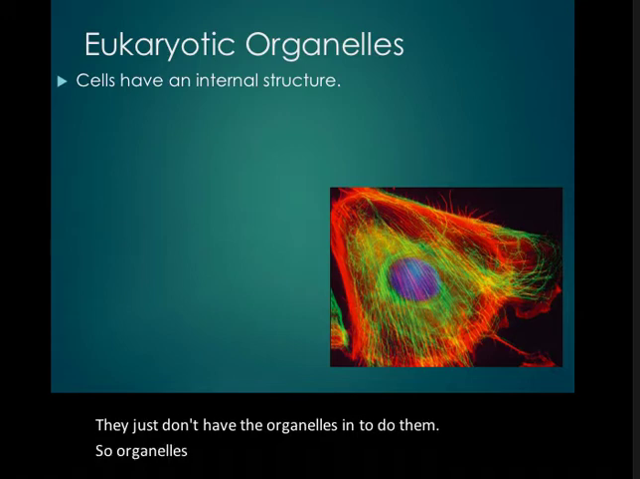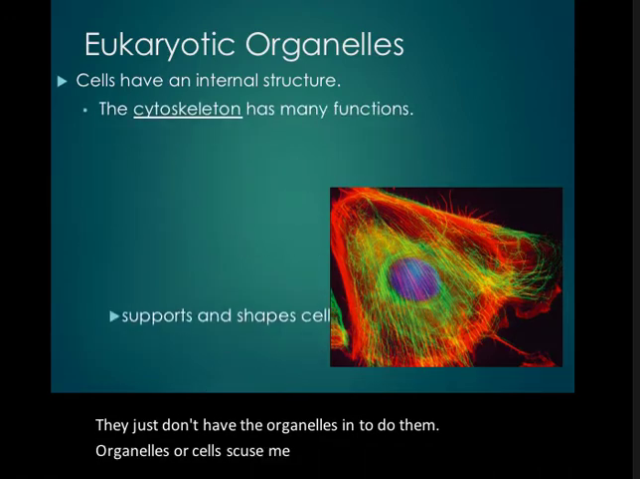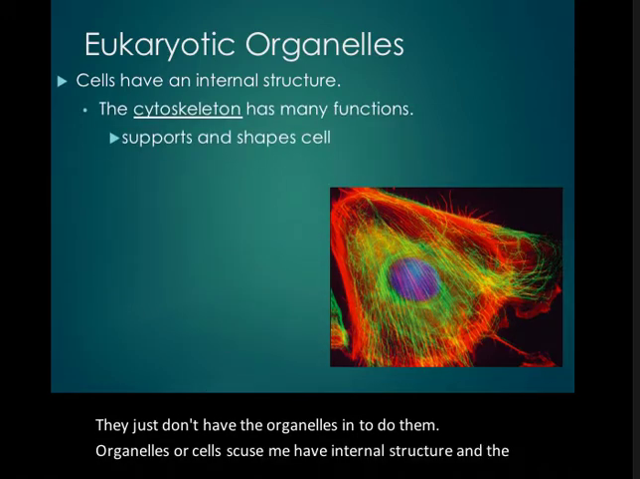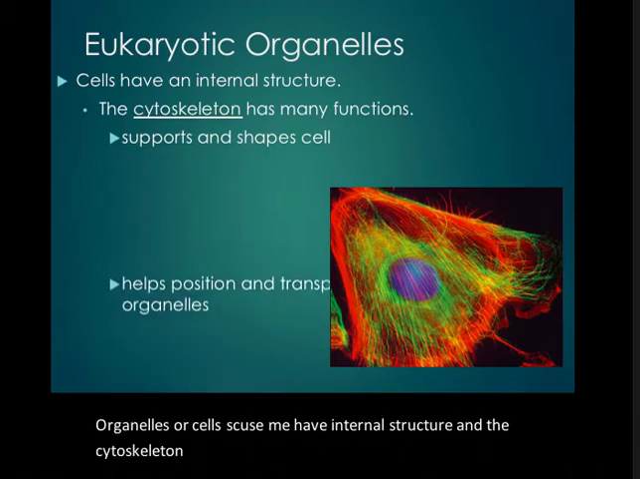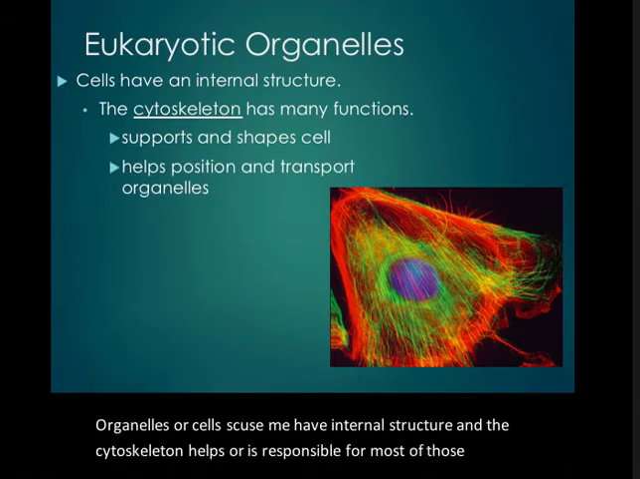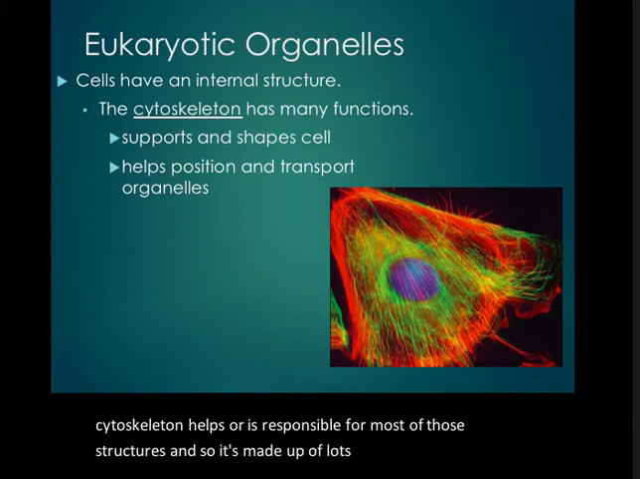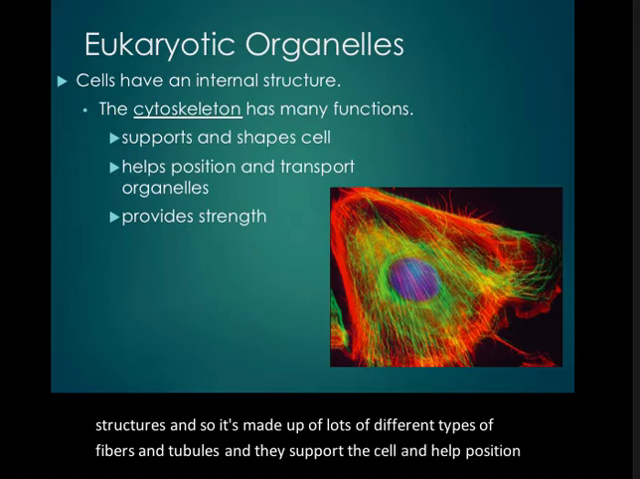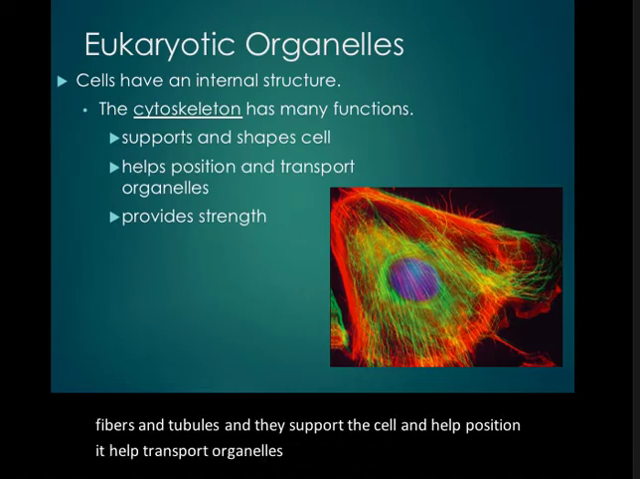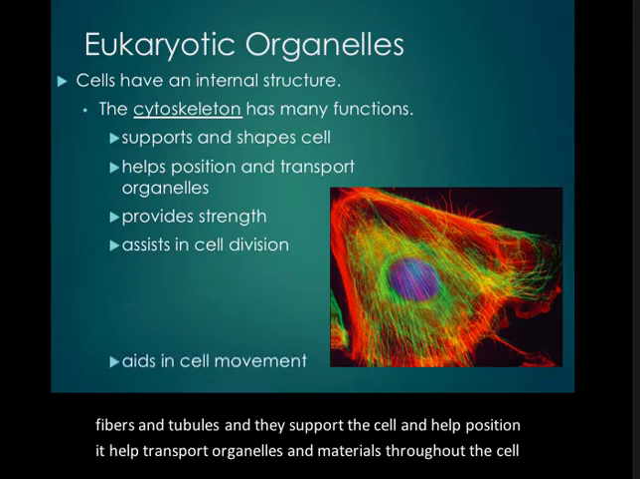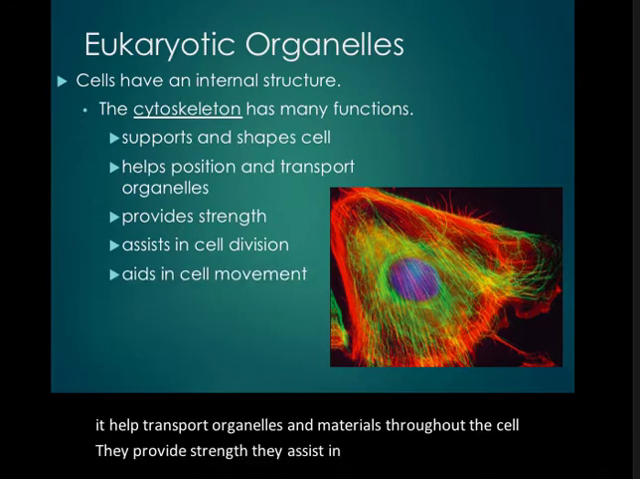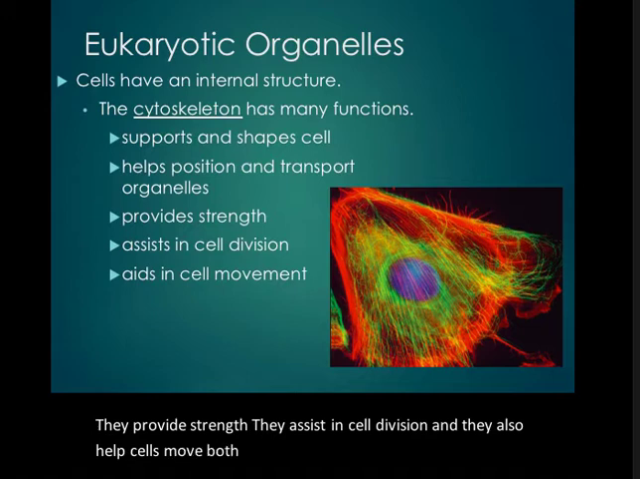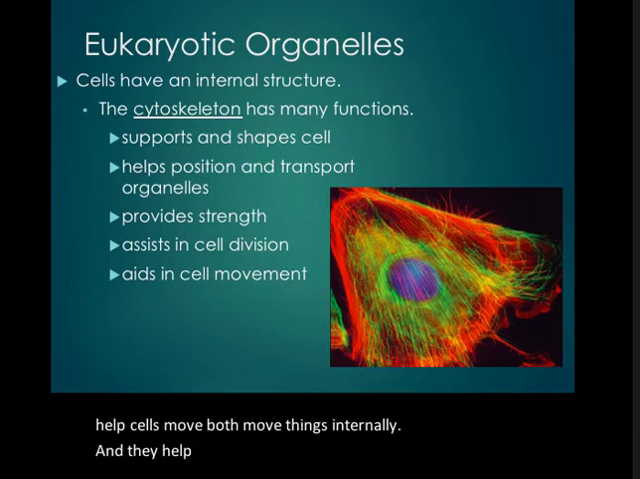Cells, excuse me, have internal structure, and the cytoskeleton is responsible for most of those structures. It's made up of lots of different types of fibers and tubules, and they support the cell and help position it, help transport organelles and materials throughout the cell. They provide strength, they assist in cell division, and they also help cells move, both move things internally and help cells move around in their environment.